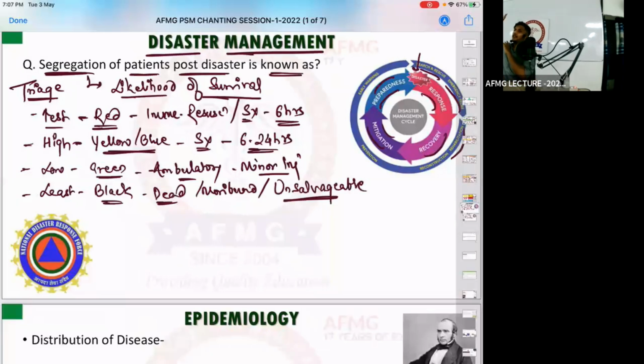Highest priority, which category? Least priority, which category? Reverse triage is seen in war. Cold chain is seen for vaccine transportation. Reverse cold chain is seen for samples of polio, like polio stool samples from the collection site till the lab. That is the reverse cold chain. The temperature of reverse cold chain is 2 to 8 degrees Celsius.